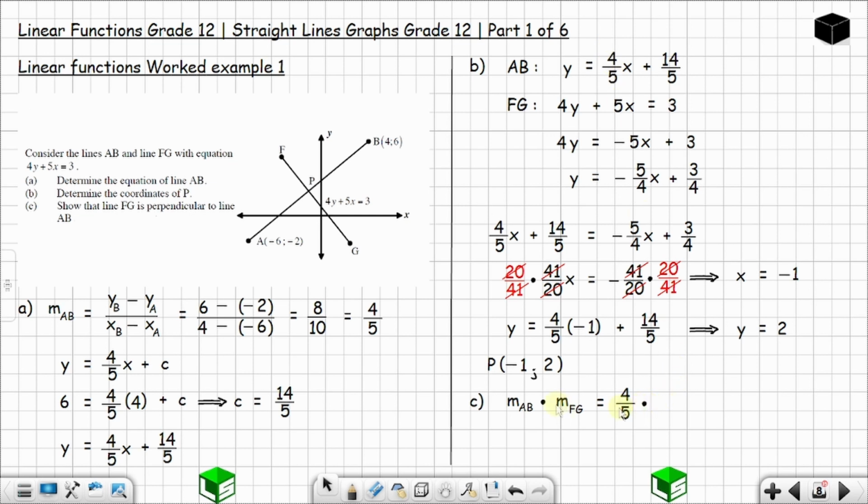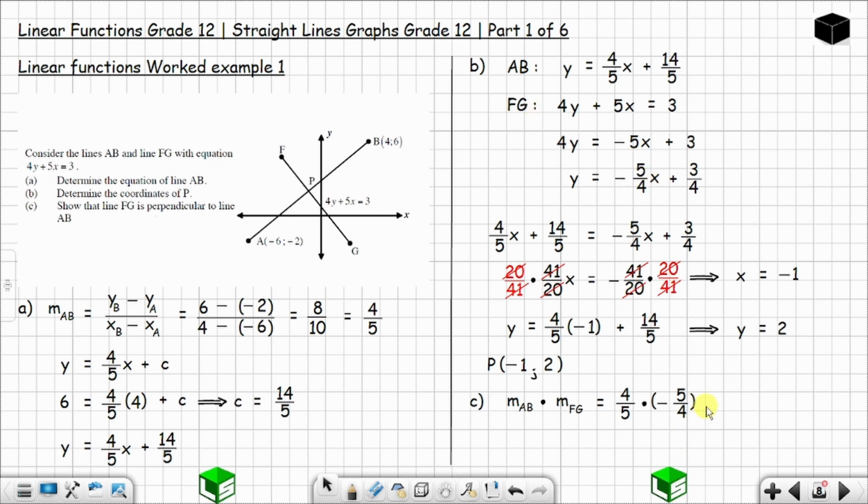Times, what is the gradient of FG? This is the equation of the line FG written in standard form, in the form y is equal to mx plus c. So this is your m, right? Your gradient. It is negative 5 over 4, okay? So you have times negative 5 over 4, okay? So this is the gradient of the line FG.